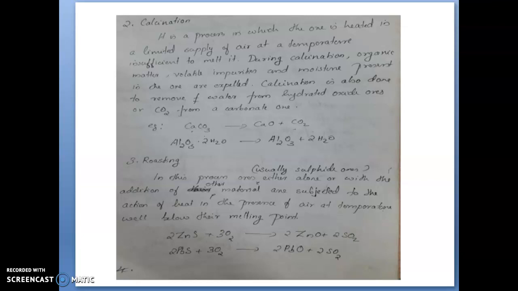The next method is roasting. In this process, the temperature applied will be below the melting point and also in the presence of air. This method is mainly used for sulfide ores. Examples are here. The sulfide ore is heated below the melting point in the presence of oxygen, forming the oxide of that metal, and sulfur dioxide is formed.